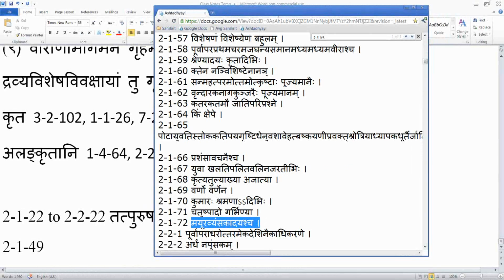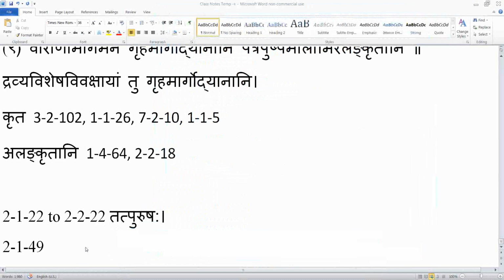So you can break out the section right now, 2.1.49 to 2.1.72. This is the section for Karmadharaya. If you're looking for a Tatpurusha compound which is not a Karmadharaya compound, then it has to be between 2.1.22 and 2.1.48, or from 2.2.1 to 2.2.22.